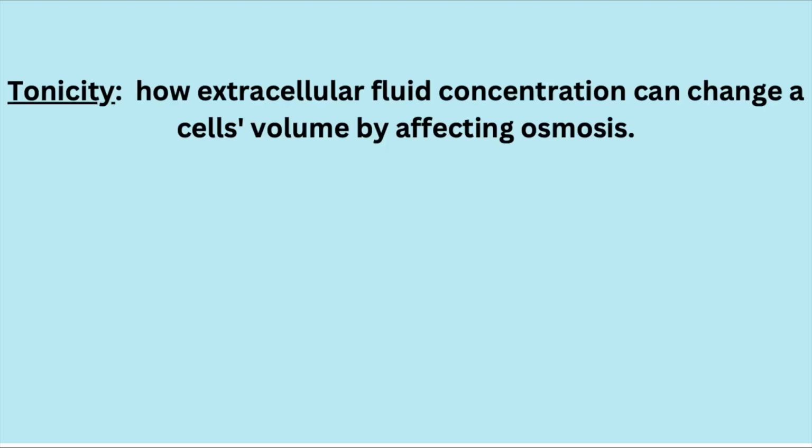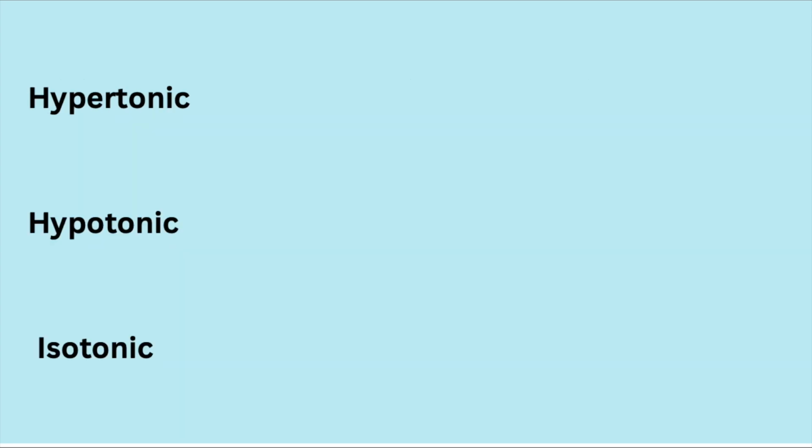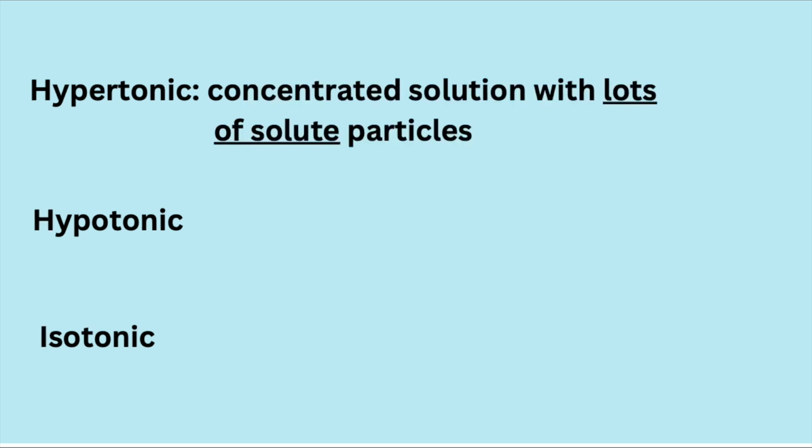Tonicity is a term we hear when we discuss osmosis. Tonicity describes how an extracellular fluid concentration can change a cell's volume by affecting osmosis. Remember that cells are surrounded by fluid, which is called extracellular fluid. As compared to the cell, the extracellular fluid can be hypertonic, hypotonic, or isotonic.